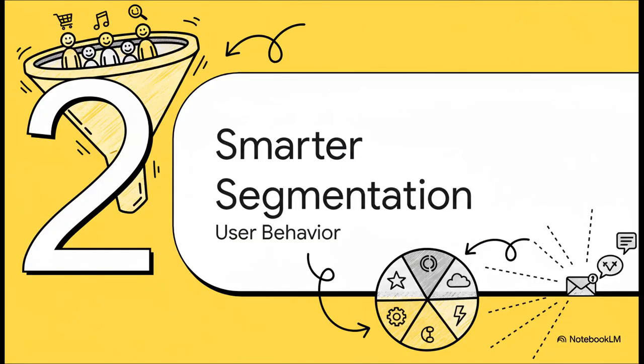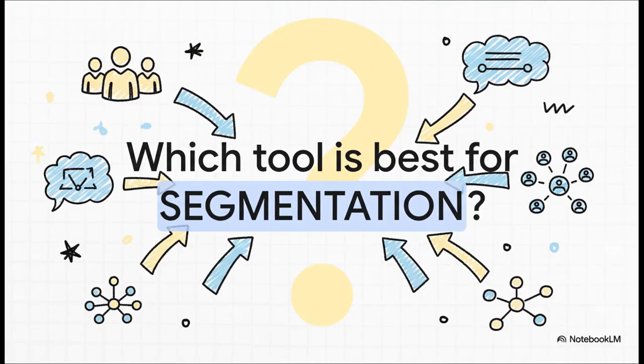Okay, so once your users are onboarded, what's next? Well, the next big challenge is to stop sending everyone the same generic email blasts. You've got to talk to them based on what they actually do inside your app, and that is where smart segmentation comes into play. So, when you're ready to level up from just basic email lists to communication that's based on real behavior, what's the tool for that job?